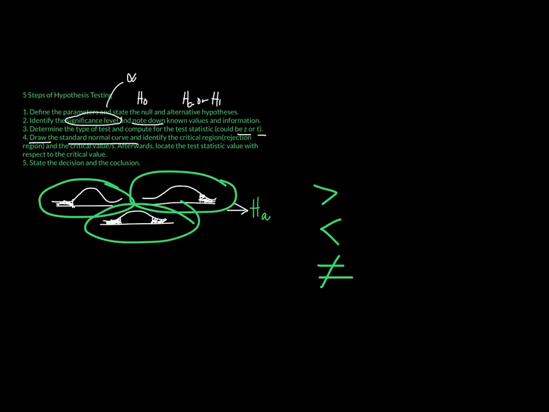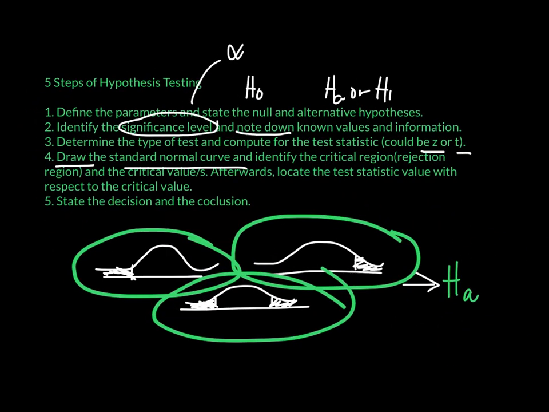And then after that, once you have the diagram, you have to identify the critical value or values if you have two-tailed, and locate the test statistic, the one that you found in number 3. You have to locate whether it will fall under the non-rejection region or on the rejection region. And from there, you can already make a decision and then state your conclusion.